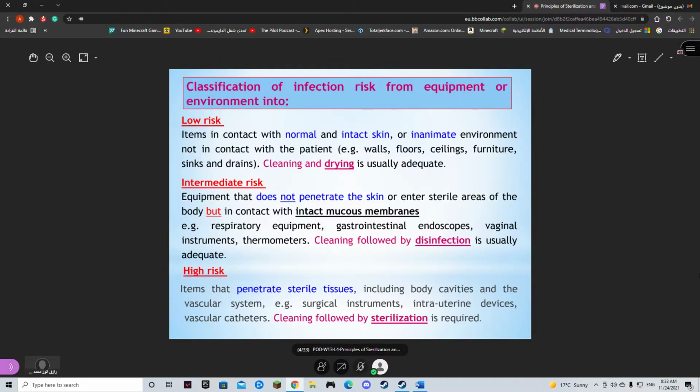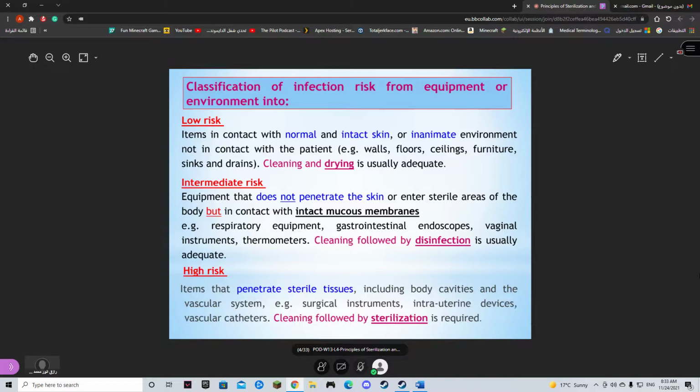Now come over here. These are the classifications of infection risk from equipment or the environment. The Environmental Protection Agency regulates these things, and also we have the FDA, the Food and Drug Administration, in the US and in Saudi Arabia. So they are regulating these things.